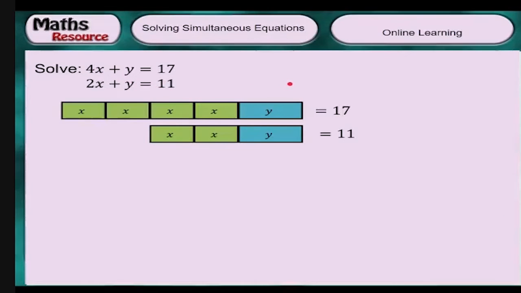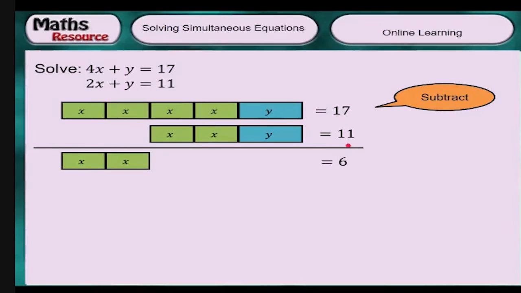So what we're going to have to do first is subtract this bottom one from this top one. So I'm going to take away a y from both sides. I'm going to take away an x from both sides. I'm going to take away another x from both sides. And I'm also going to do 17 take away 11. That's just left me with these two. So 17 take away 11 is 6. That take away that is nothing. That take away that is nothing. That take away that is nothing. That just leaves me with that and that.